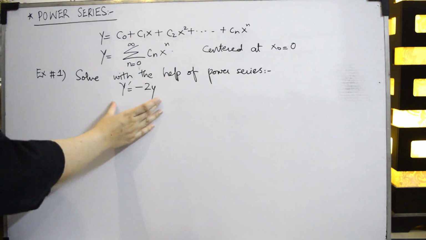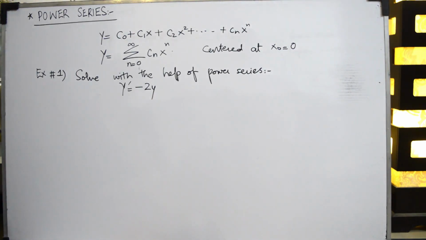So this is the differential equation: y dash equals minus 2 into y. One more thing: we extract the solution out of the power series, and we also compare the original analytical solution with the power series solution. They should be identical. So the first step is to find its analytical solution.